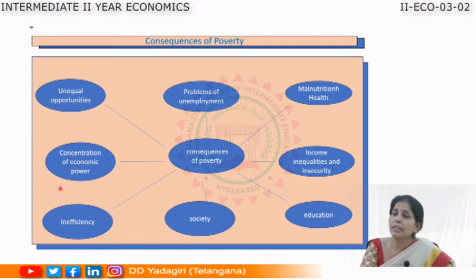Concentration of economic power: it will lead to more concentration of economic power in the hands of a few people, which is again going to widen the gap between the rich and the poor. A person continuously not finding a job will lead to inefficiency, and that is again one of the major drawbacks of poverty. Problems of unemployment: a person possessing the qualifications, willing to work and able to work, but not able to find work, leads to the unemployment level.